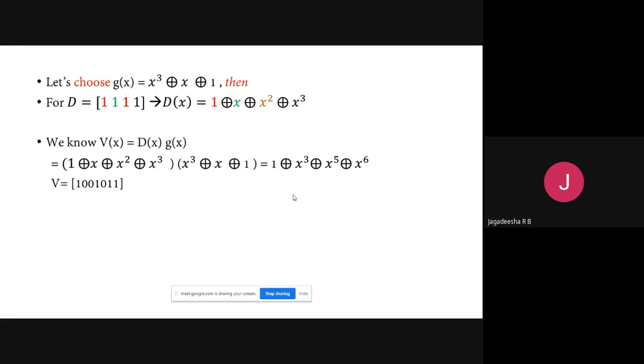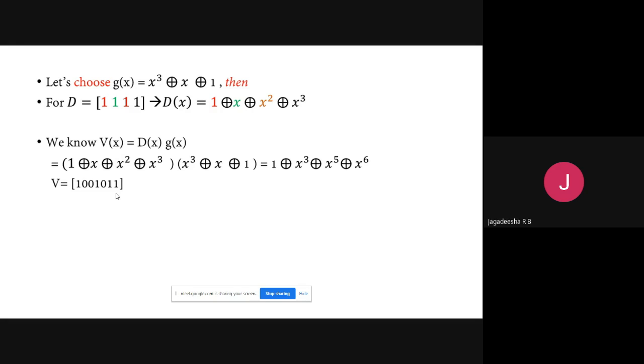What is the meaning of this? The first bit is 1. There is no x here in the result, no x square, so 0, 0. X cube is there, so you have a 1. No x power 4, so 0. X power 5, yes, there is 1. X power 6, yes, there is 1. So v is equal to 1, 0, 0, 1, 0, 1, 1.